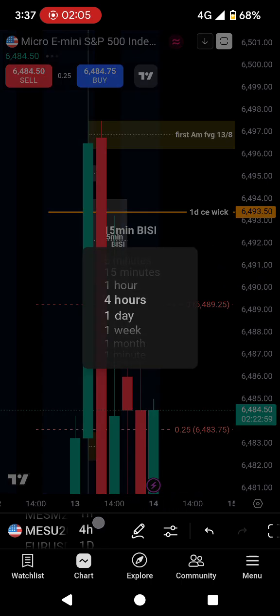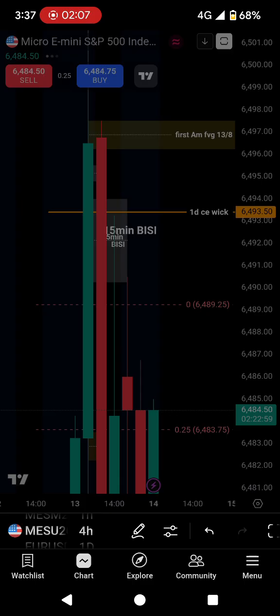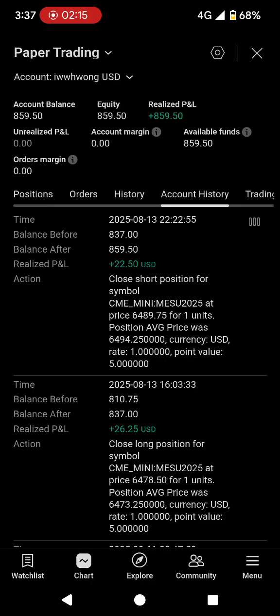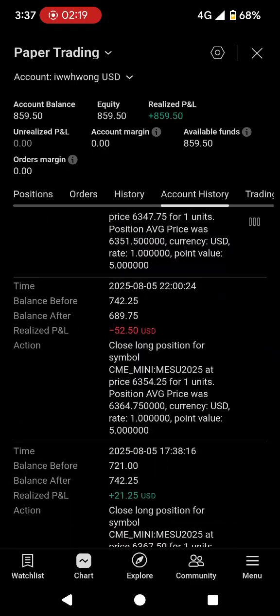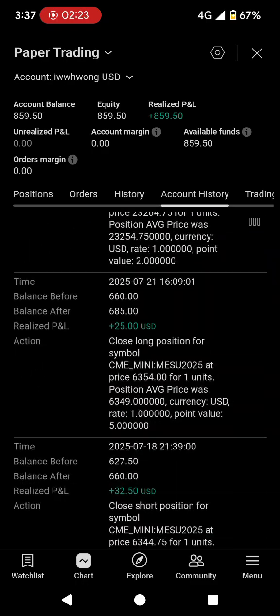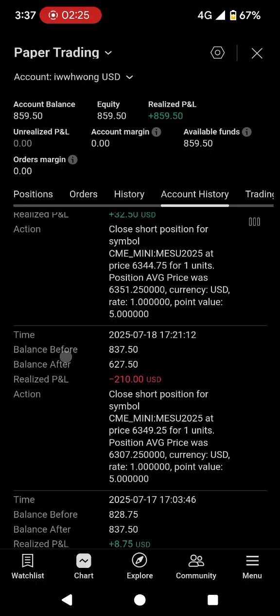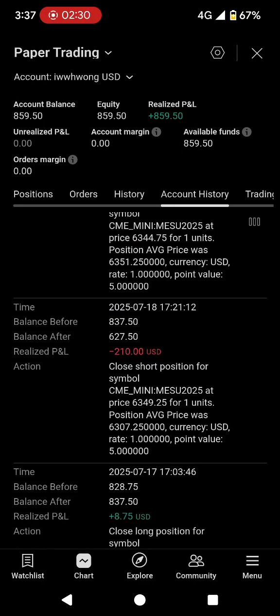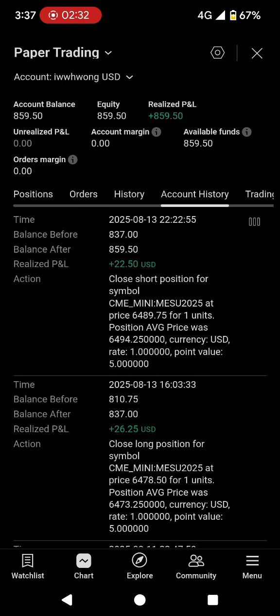Okay, today is Thursday already. So basically right now this is the account, and as you can see the account is up. Previously I had my drawdown here of $200 and I managed to climb back up. And after we recovered from the drawdown, we accidentally just left it long. So right now we are back up.